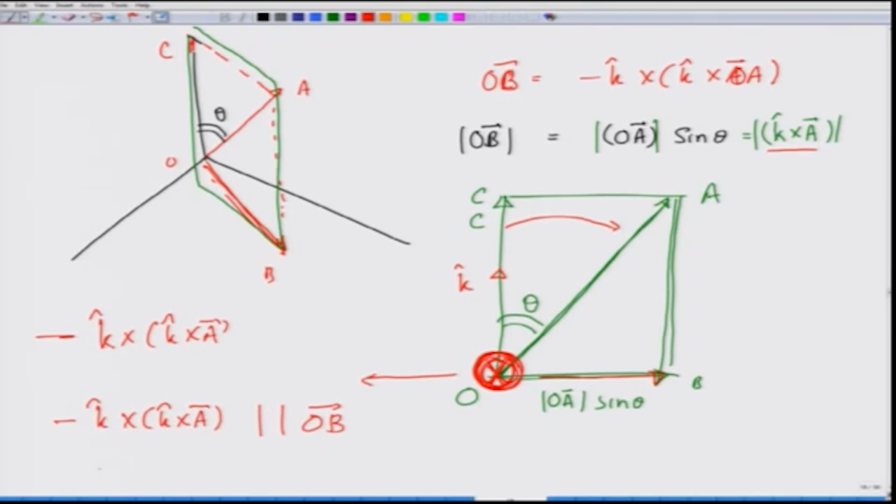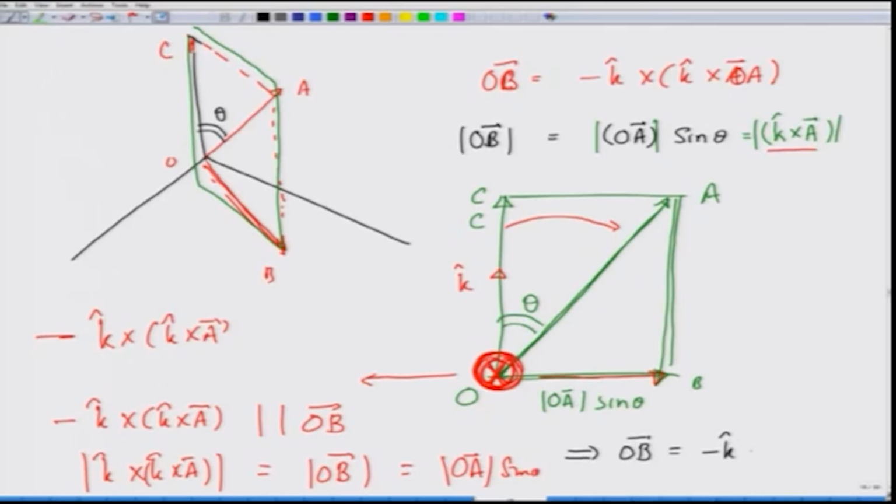and the magnitude of k cross A is nothing but magnitude of OB, because this is nothing but OA sin theta, and therefore, it is immediately clear that OB is in the direction of minus k cross A and has the right magnitude, and so this is proved.